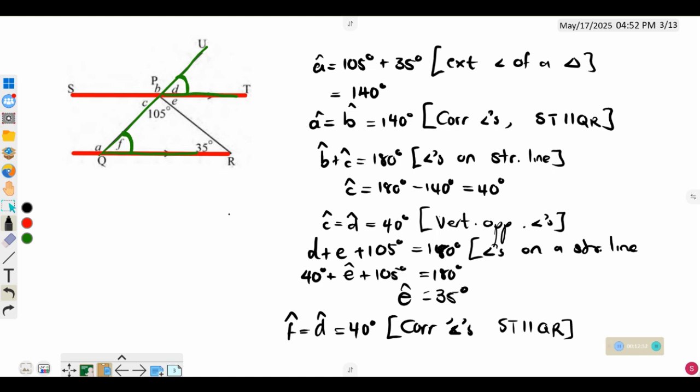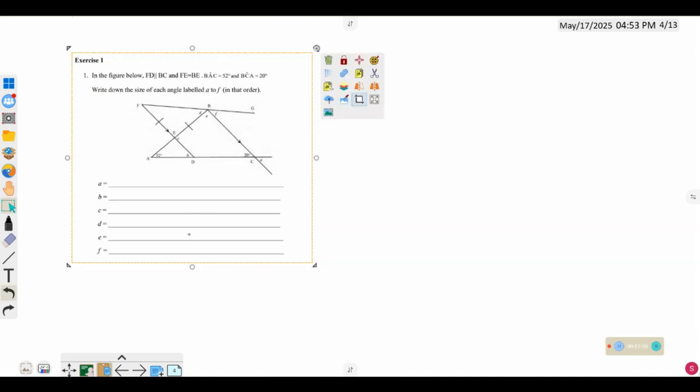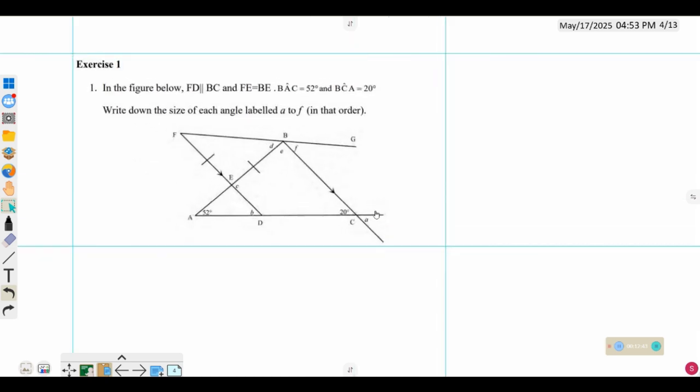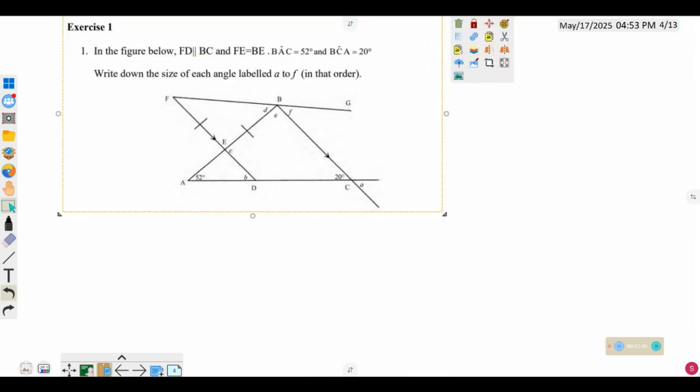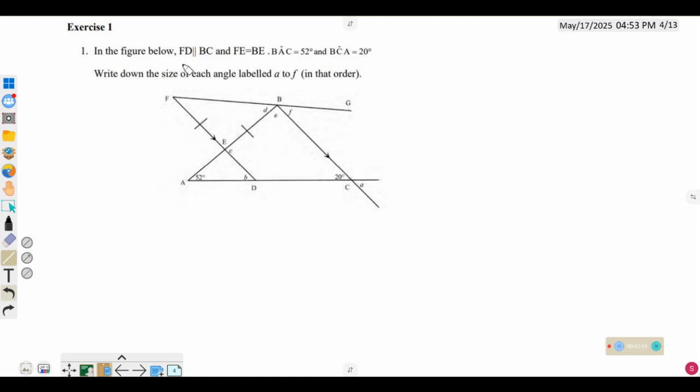Okay, now moving on. Here's another one. Given that statement, you should find the angles from A to F. Let's see how far we can go with that. Let's remove this. And there we have it. In the figure below, FD is parallel to BC. Let's mark that. It is very important to highlight what you are given so that it doesn't get confusing. Where's FD? FD is this line right here, which is said to be parallel to that line BC right there.